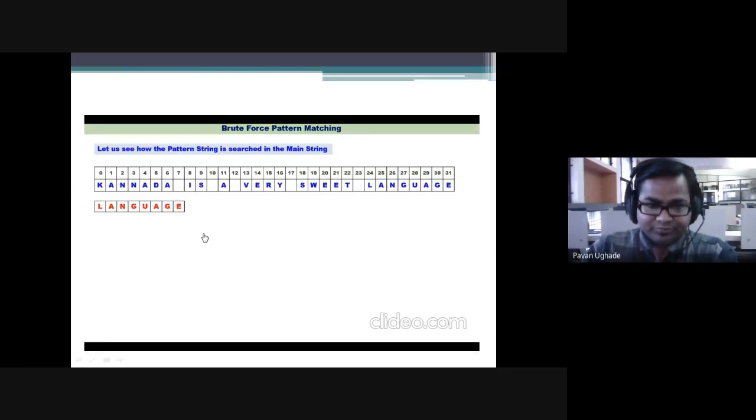Now let's assume what I'm going to do. This is my text: Kannada is a very sweet language. This is T, and the pattern that I'm looking for is the language. This is my P. So I'll be checking whether L and K are matching. No, then I will check whether L and A are matching. No, whether L and N.